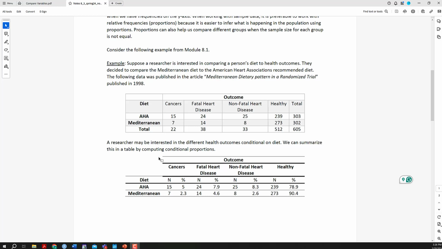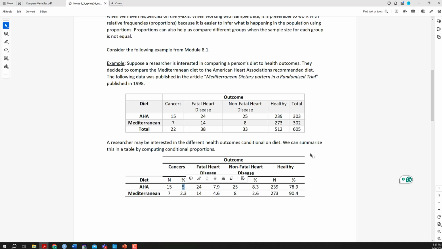So for example, if we look at the American Heart Association diet, we can see there were a total of 303 people who ate that diet. So conditional on that diet, we may want to know what percentage of people developed the different outcomes. So for example, 15 out of the 303 people developed cancer. And so if we take 15 divided by 303, we would find that's equal to 5%.